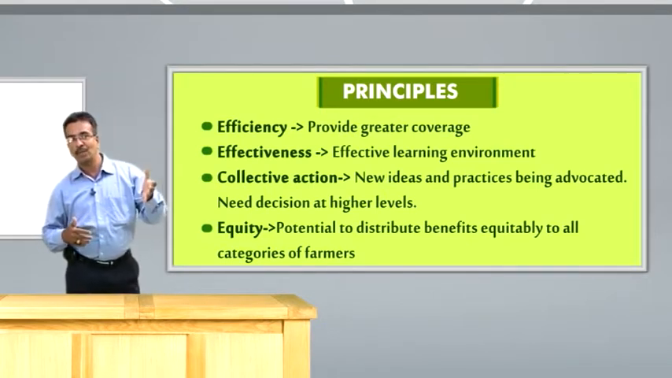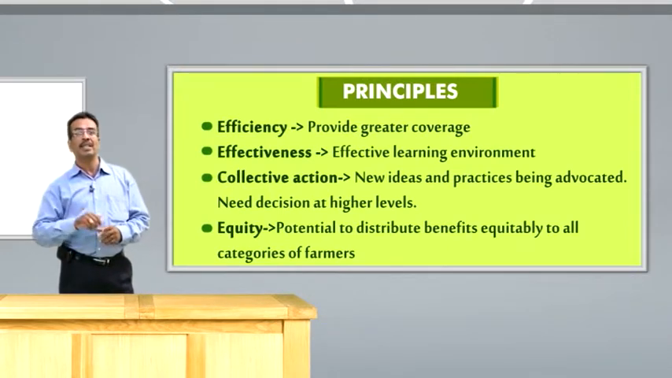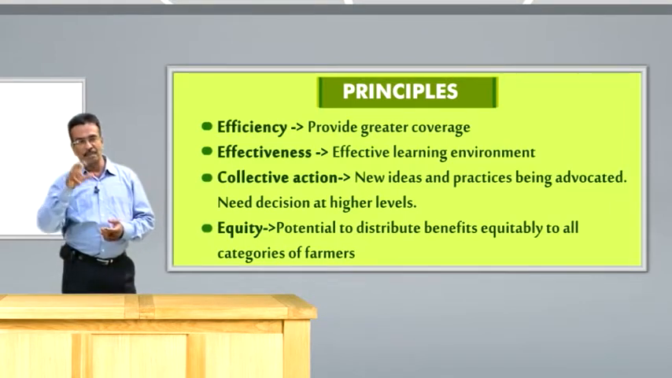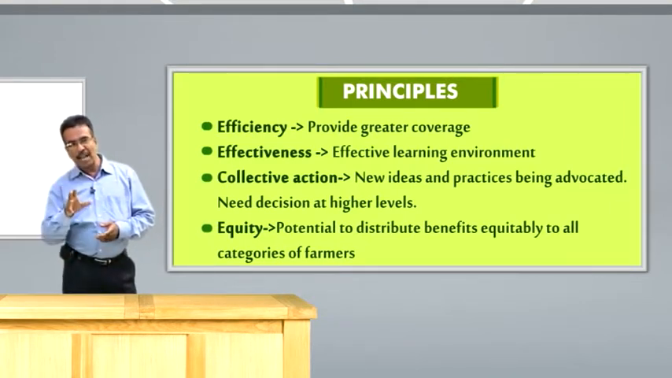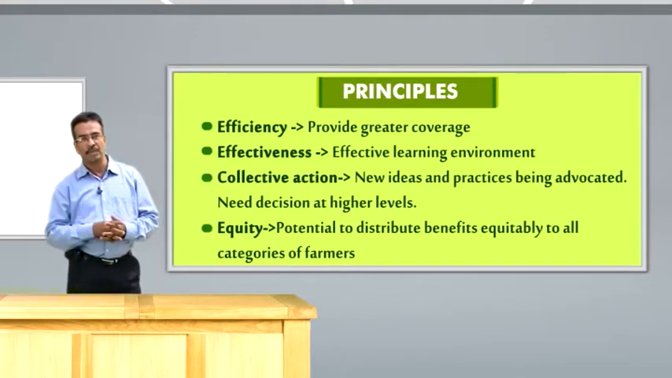What do you mean by FIG? Farmer interest group. CIG, what is that? Commodity interest group. So these are all the different types of self-help groups. So they are empowering themselves. So the collective action is the most important. They can bargain with the government related to the price.